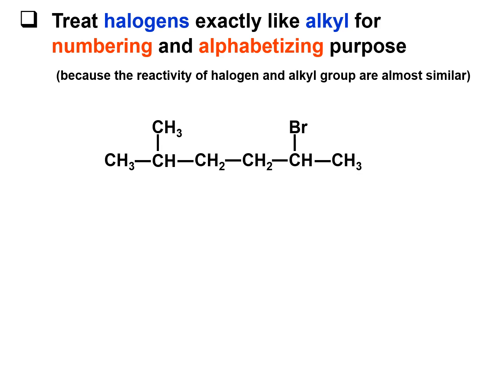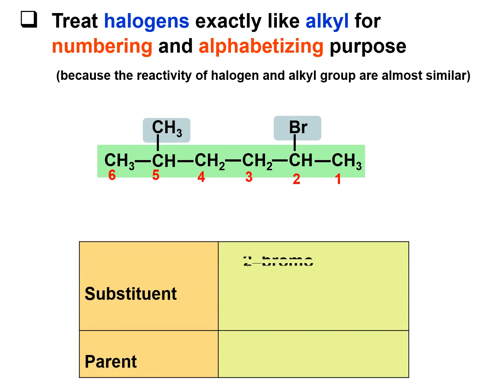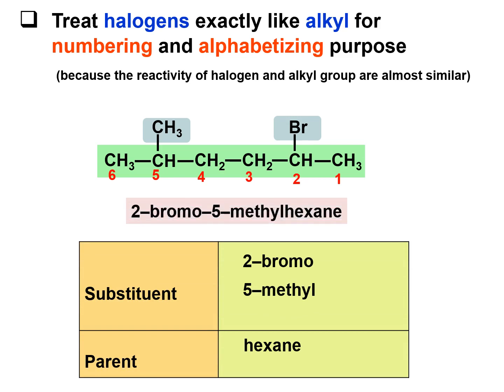For this structure, the longest carbon chain is 6 carbon. So we have 2 substituents, bromo and methyl. So we start numbering from the right because the first substituent is bromo. So the substituents are 2-bromo, 5-methyl, and the parent's name is hexane. So the name for the structure is 2-bromo-5-methylhexane.